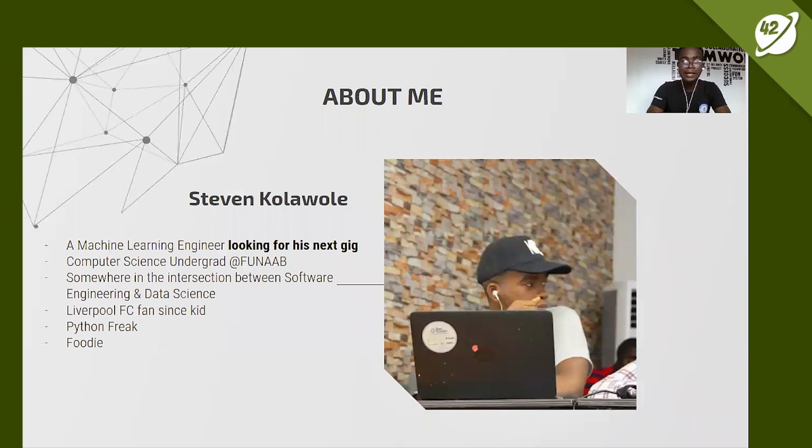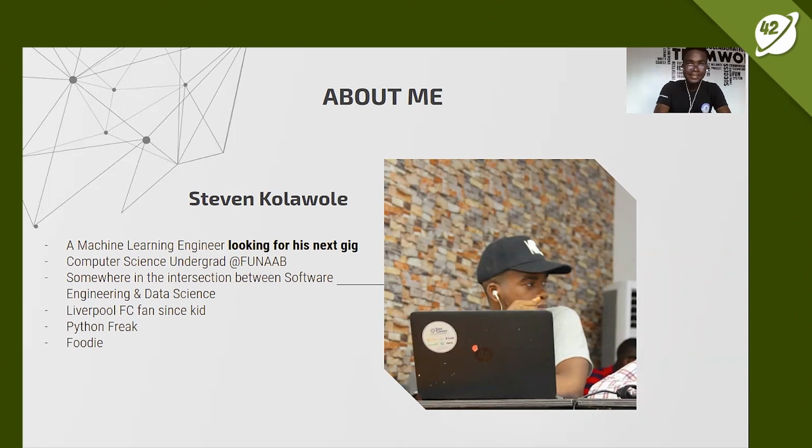All right, so here's my profile. I'm currently a machine learning engineer. I'm currently looking for my next gig. I'm a computer science undergrad at Federal University of Agriculture, Abeokuta. I'm a finalist, in my final year of school. And also, I consider my skill set to be somewhere in the intersection of software engineering and data science. I'm also a Liverpool FC fan since I was a kid. And I'm a Python freak. I use Python for most of my stuff. I use Python for web development, for data science, for machine learning, and all. I'm also a foodie. I like my food.